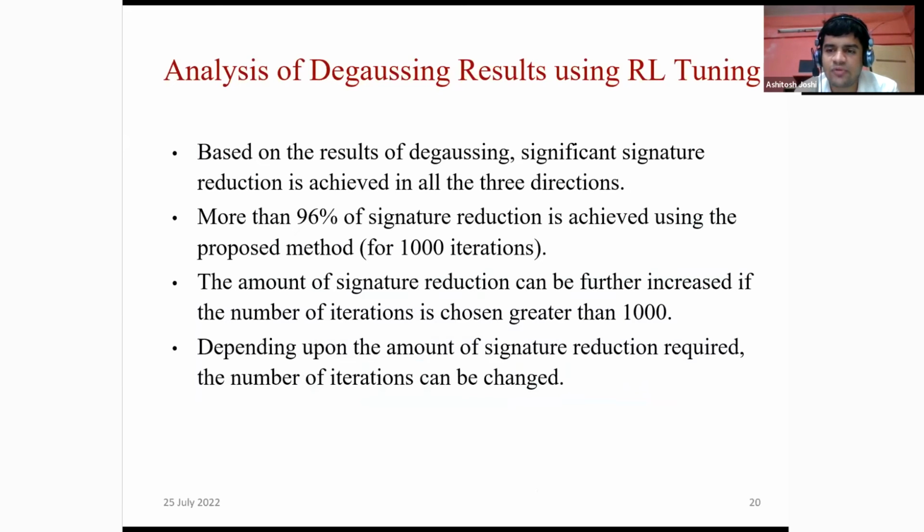Now this I have performed for 1000 iterations of the Q-learning algorithm. If we want to increase this accuracy further, then we can increase the number of iterations and achieve whatever accuracy is needed for the particular application.